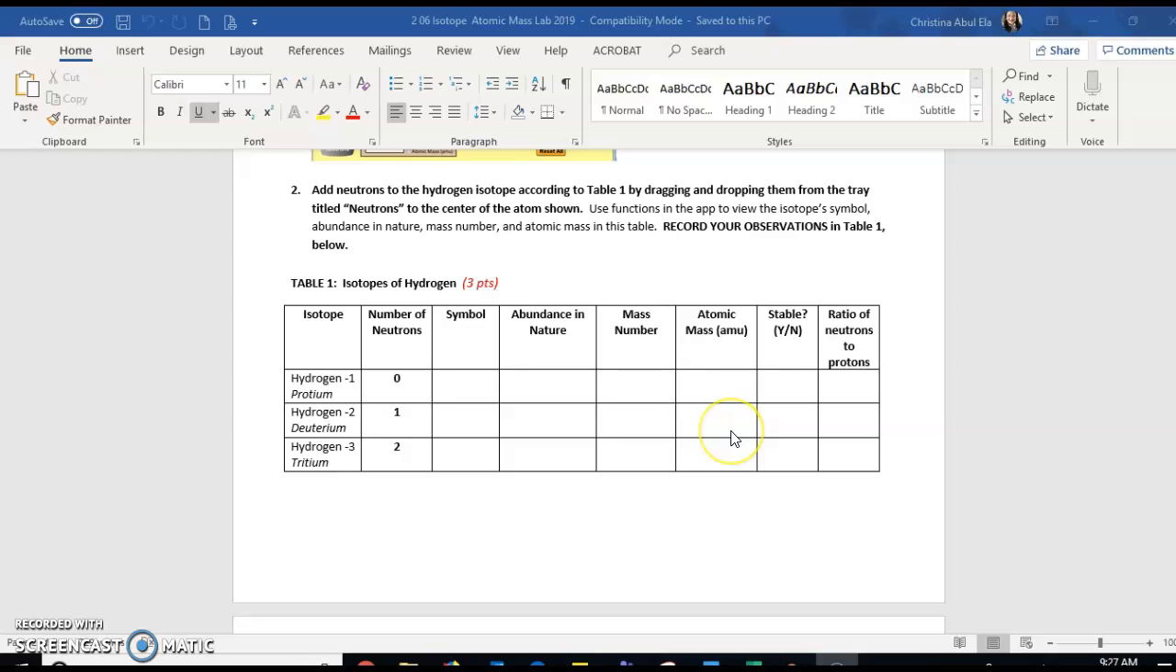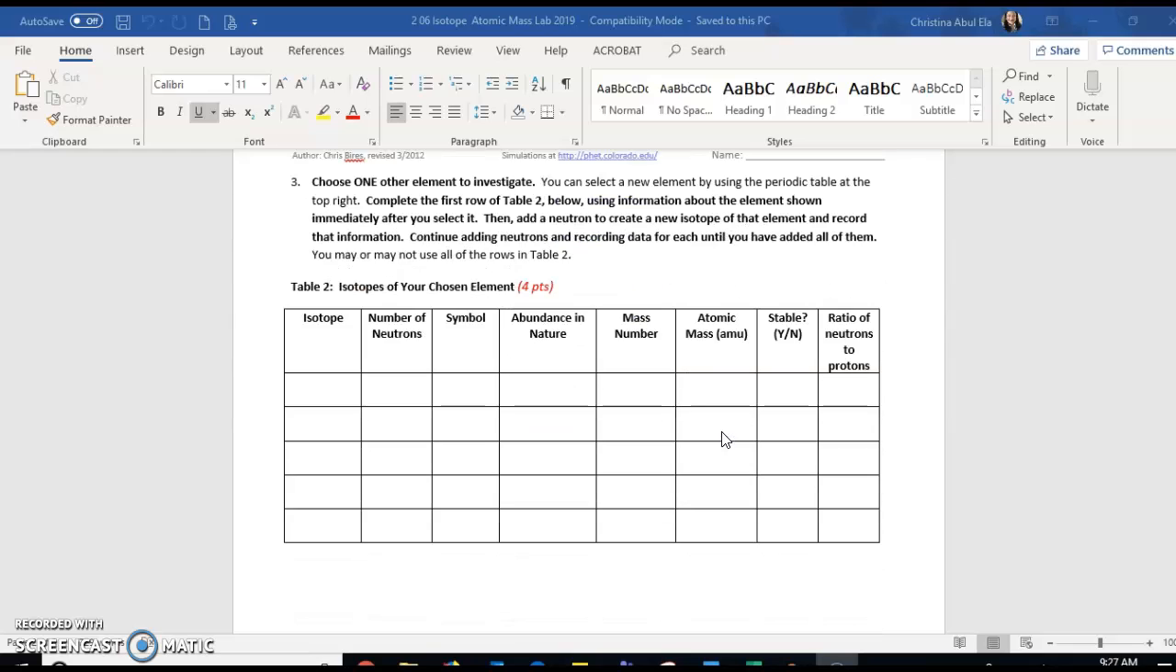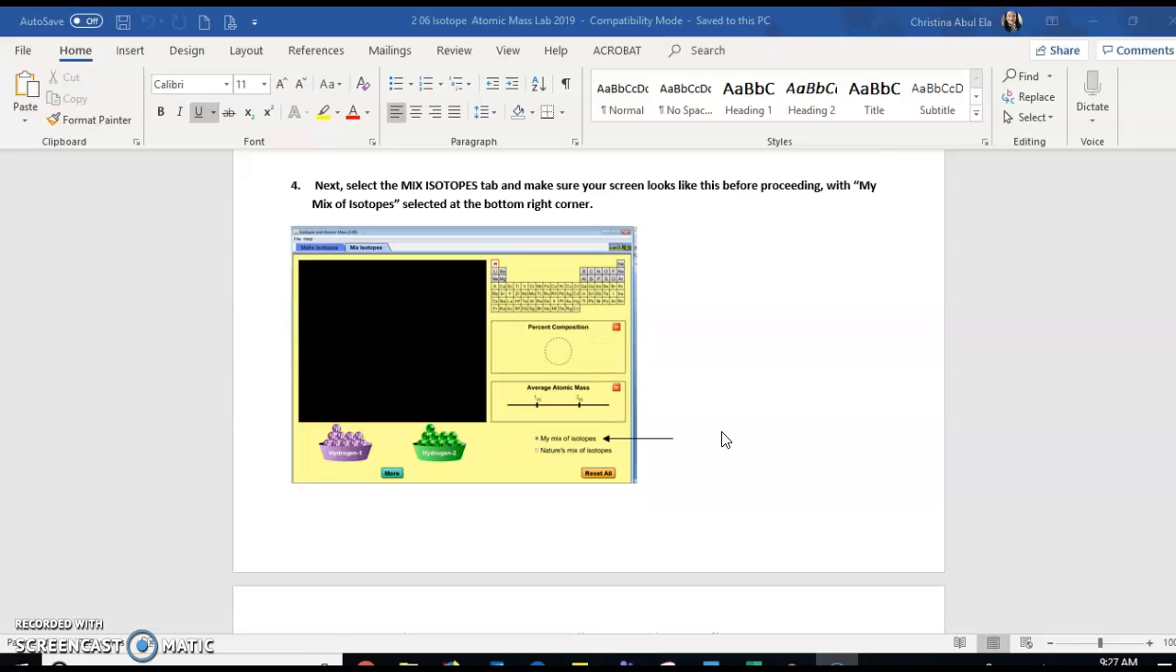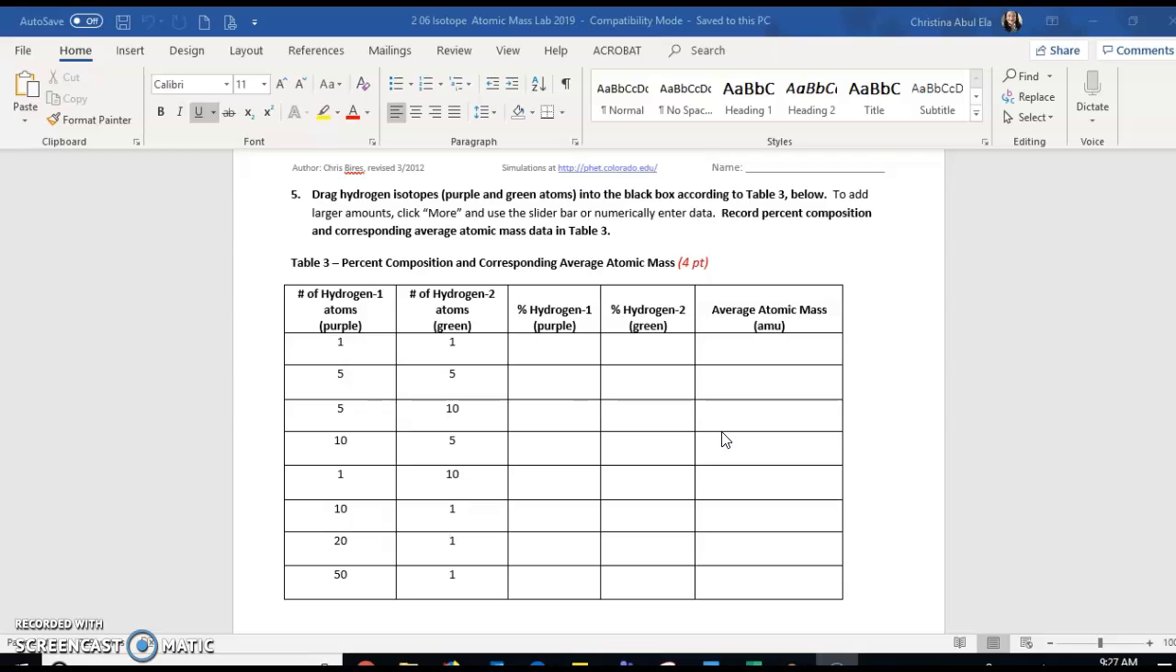Here's the first data table. You'll be collecting information on hydrogen's isotopes. In data table 2, you're going to choose any other element that the program offers and collect data on those isotopes. And then in data table 3, you're going to be flipping over to the other side of the program. I'll share that with you when we're in the website. You'll be collecting information on hydrogen again, but this time focusing on the percent abundance and its effect on average atomic mass. So a different set of data that you'll be collecting for data table 3.